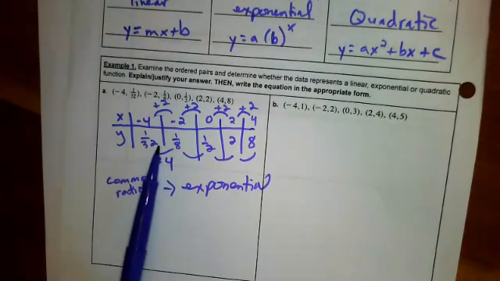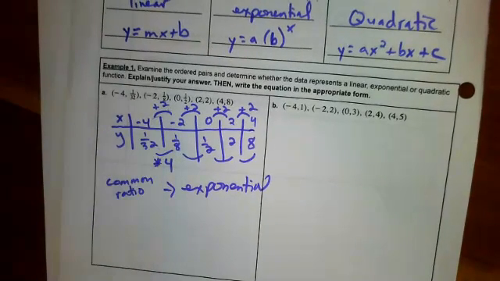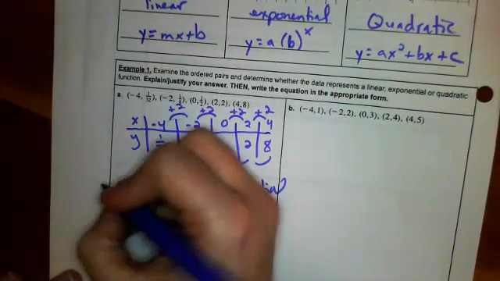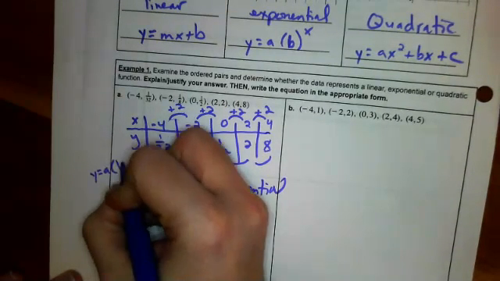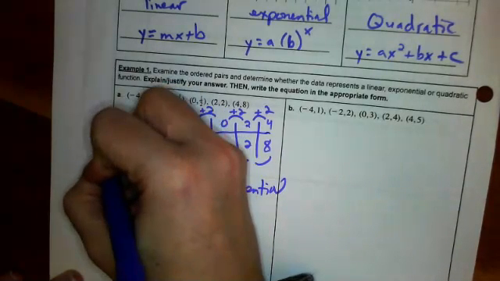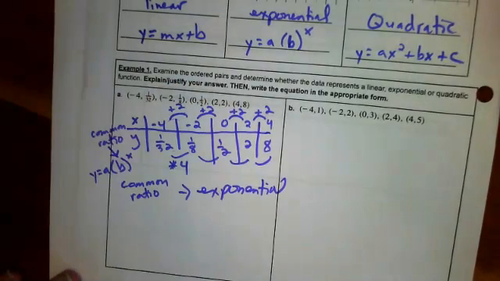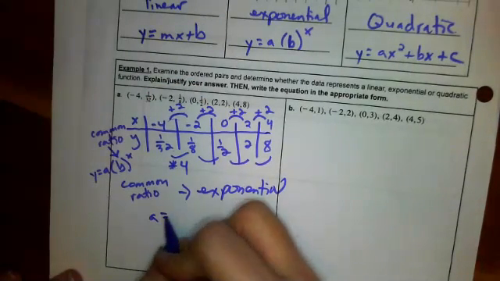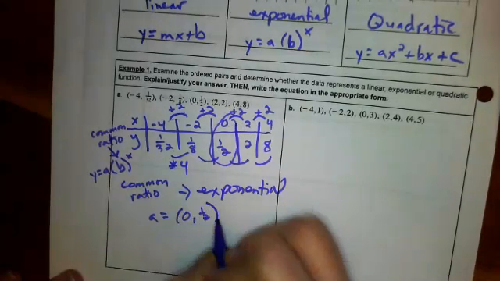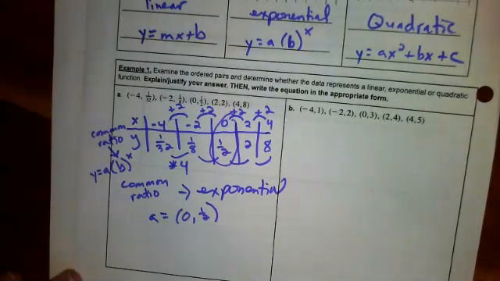Now, the problem is we don't know what that common ratio is exactly because we're not going up by 1s. And remember, when we determine our common ratio, it has to be going up by 1s on the x. So we're going to try to figure out what the common ratio is, which is our b, okay? So that's y equals a times b to the x, and the b is your common ratio, okay? So let's see. We know our a is where x equals 0, so that's this. So we have 0, 1/2, okay? That's our a value.